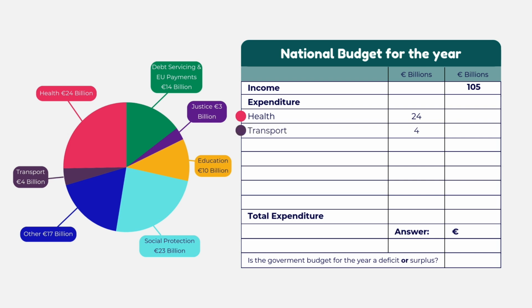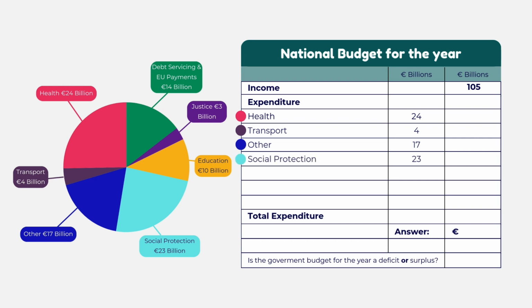Next we have transport, and that is estimated to cost 4 billion. Things that would fall under transport would be public transport and road infrastructure. Now we have other, which is for 17 billion. This could be any sort of other spending that wouldn't really have a heading. Maybe things like tourism, art and some public services.